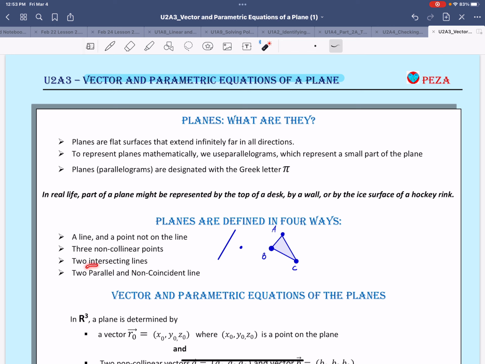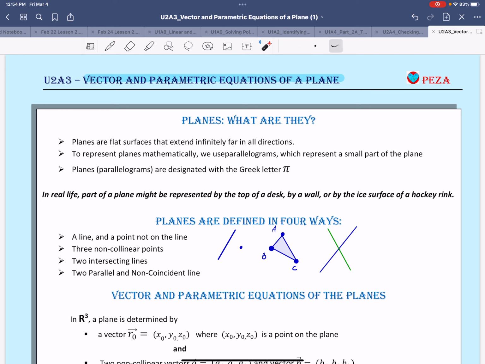Also, if we have 2 intersecting lines, for example, here is one line and here is another one. If you have 2 pencils and you let them cross each other, then you'll be able to lie the cardboard paper flat on both pencils, and both pencils will be on it, which means that a plane is formed.